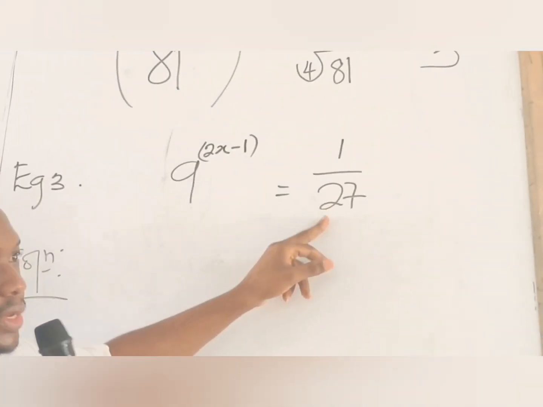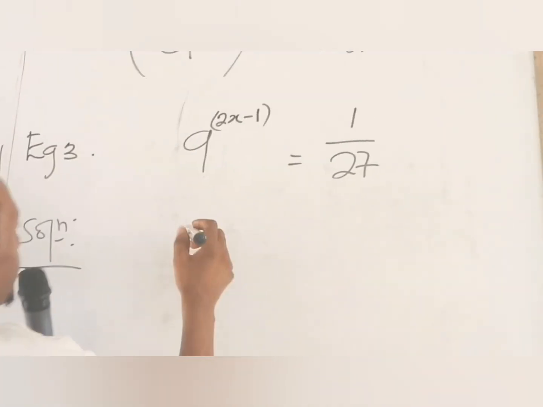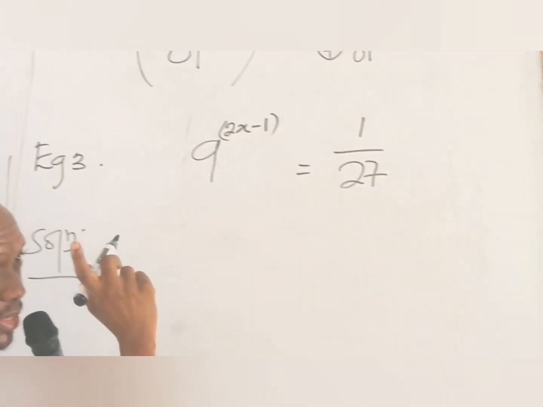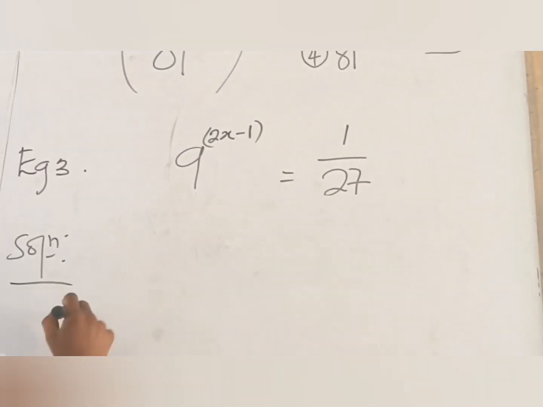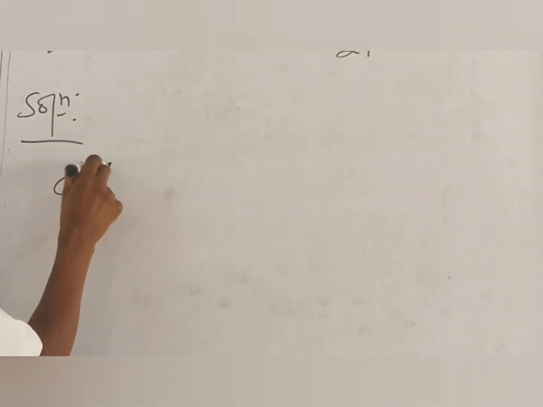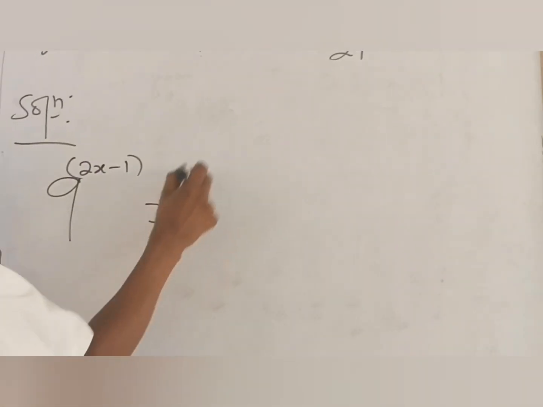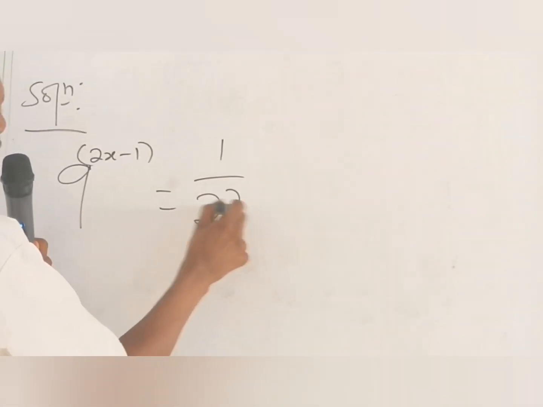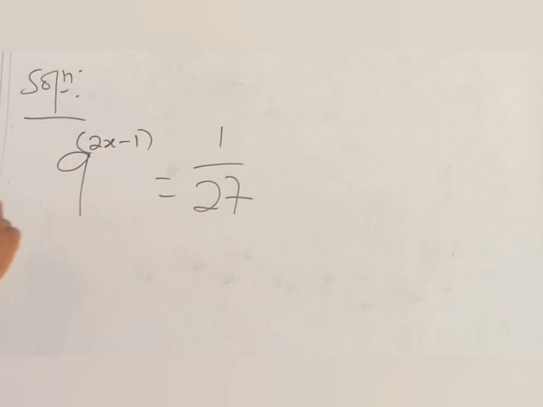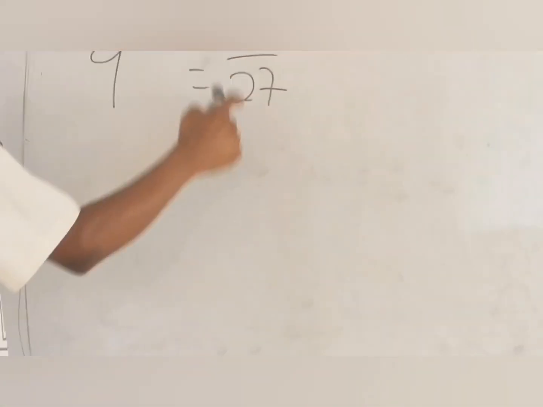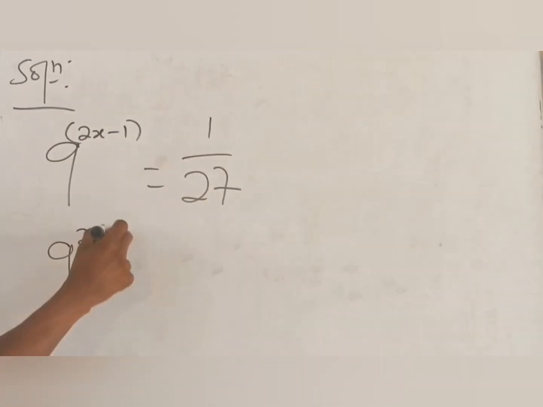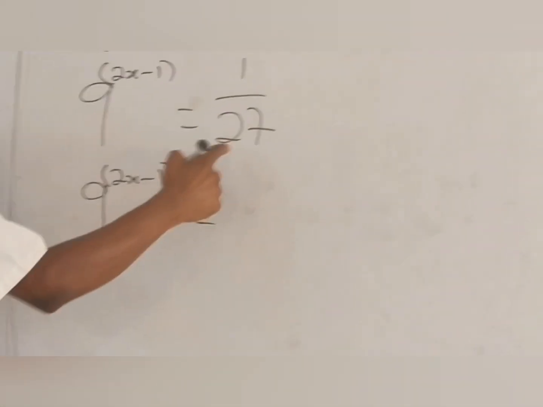1 over 27. Let's leave this one for now. This one is 9. Let's rewrite the question first. 9 to the power 2x minus 1 is equal to 1 over 27. So this is 1 over this. Indices. So let's change this right hand side to have an index, a power.